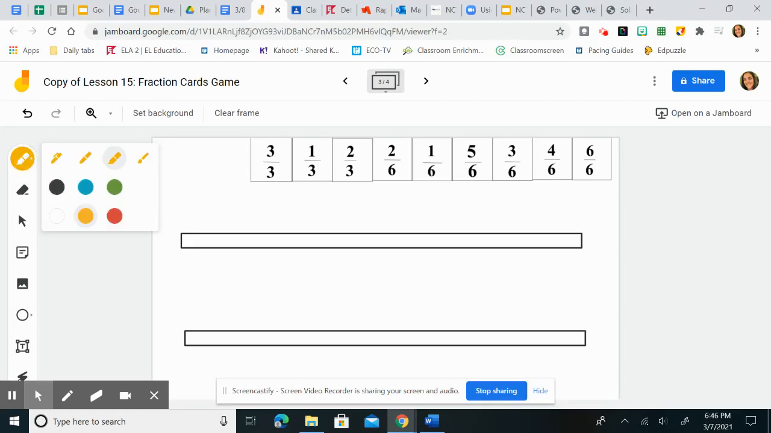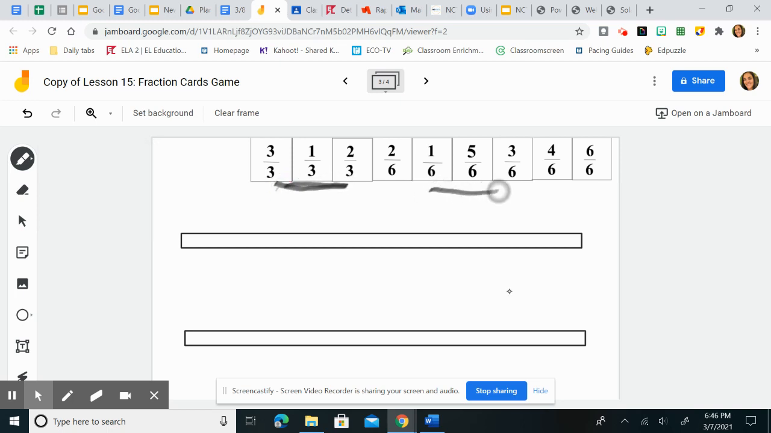Right, so we went ahead and did area models last time. We're going to talk about equivalent fractions now on our number line. So as you can see, I have two number lines here. The first one we're going to divide into thirds. The second one we're going to divide into sixths, right?